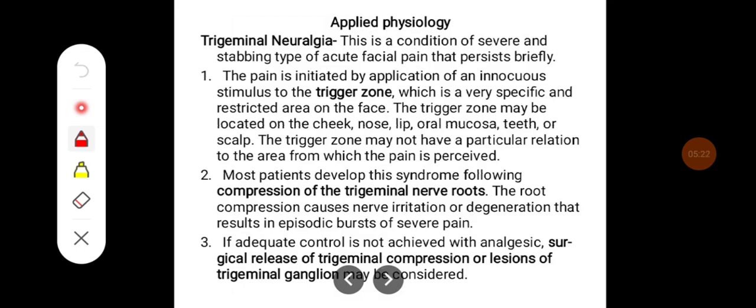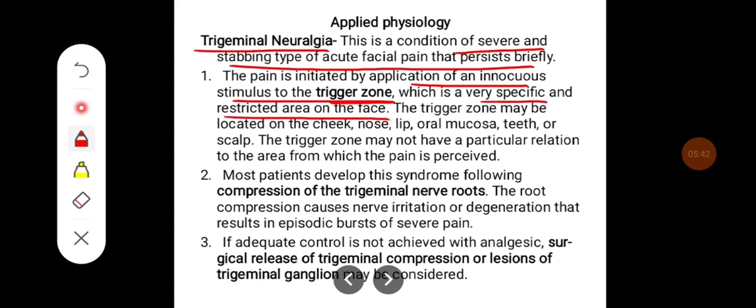Some of the applied aspects related to the trigeminal nerve: trigeminal neuralgia. This is a condition of severe and stabbing type of acute facial pain that persists briefly. The pain is initiated by application of an innocuous stimulus to the trigger zone, which is a very specific and restricted area on the face. The trigger zone may be located in the cheek, nose, lip, oral mucosa, teeth, or scalp. The trigger zone may not have a particular relation to the area from which the pain is perceived.